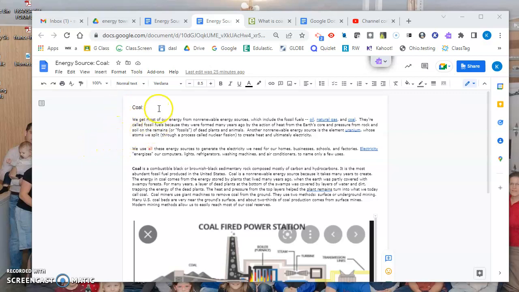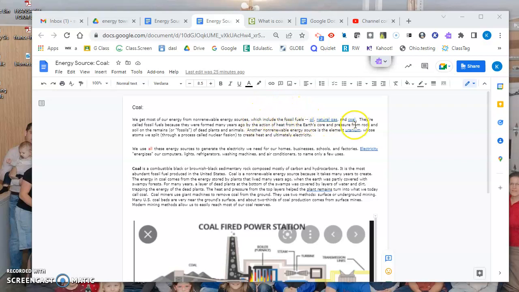I'm going to give you a few details about the energy source of coal. So this is the page you should be looking at from Google Docs, and it has coal here, and the beginning sentence gives you the main idea. We get a lot of our energy from non-renewable sources, and a lot of those non-renewable sources are fossil fuels.